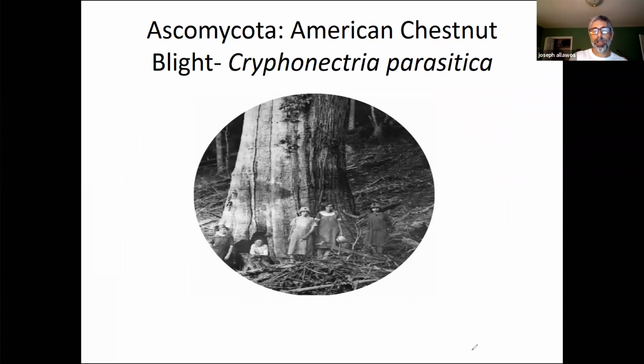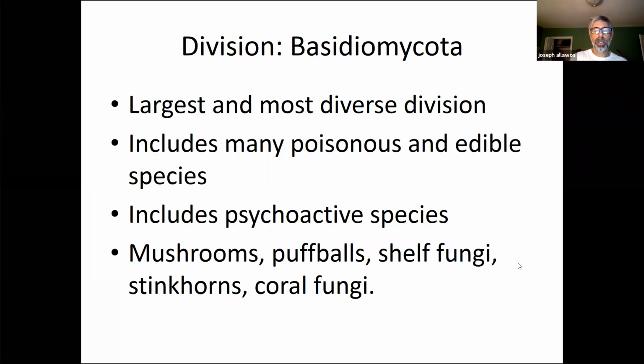Okay. I think that is it for the Ascomycota. Let me just go to the next slide and see. Yeah, and so that brings us into the Basidiomycota. And what we're going to do, we will revisit the Ascomycota a few times.